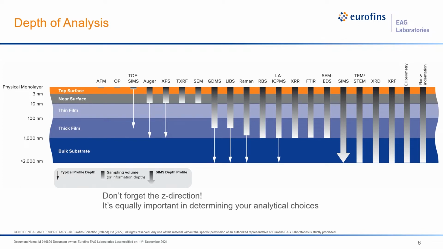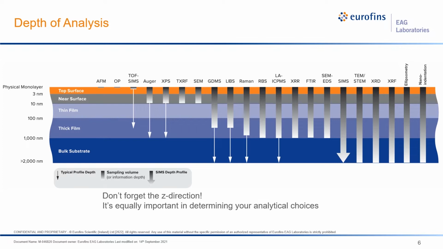In this chart, we're looking at different techniques that give you in-depth information, and the techniques with an arrow point to depth profiling. As you can see, SIMS has the capability of detecting few-monolayer-thickness films down to tens of micrometer depth.